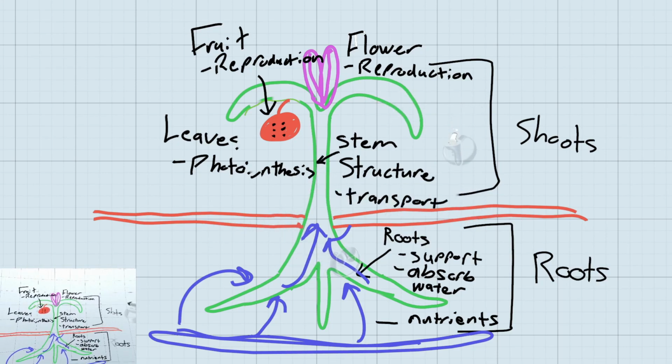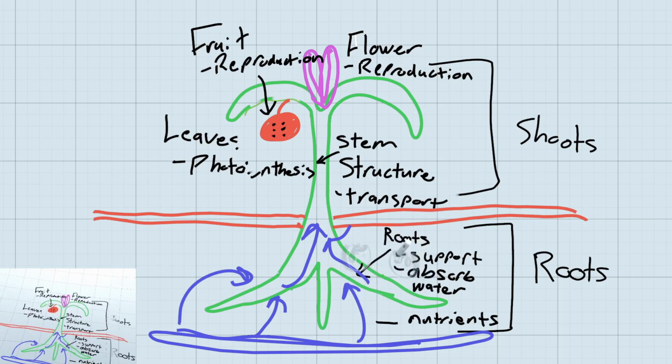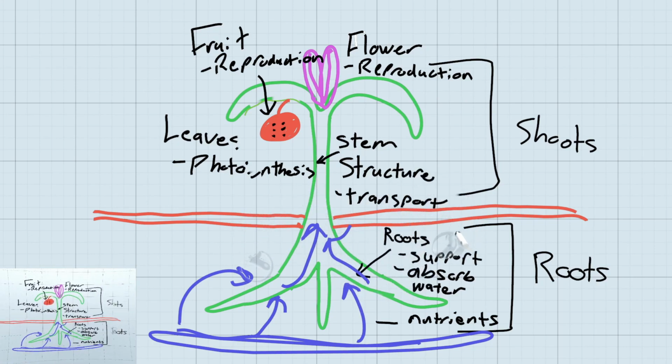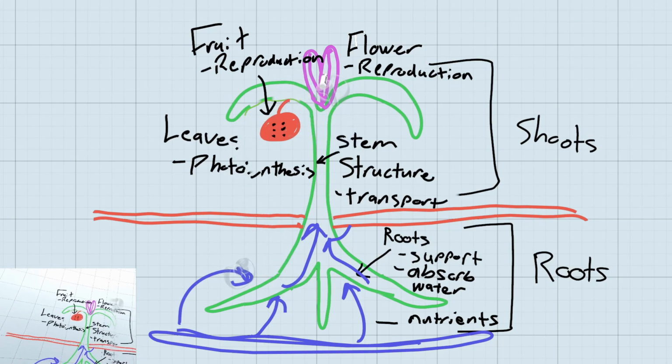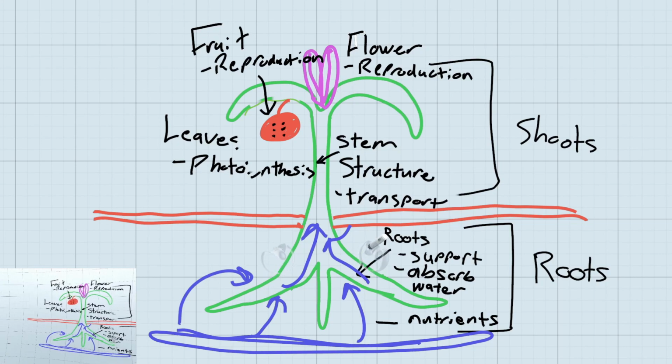Additionally, we also have flowers. The main purpose of flowers is to carry out reproduction so we can make more plants. And also fruit is another specialized organ. Its main purpose is to also carry out reproduction.